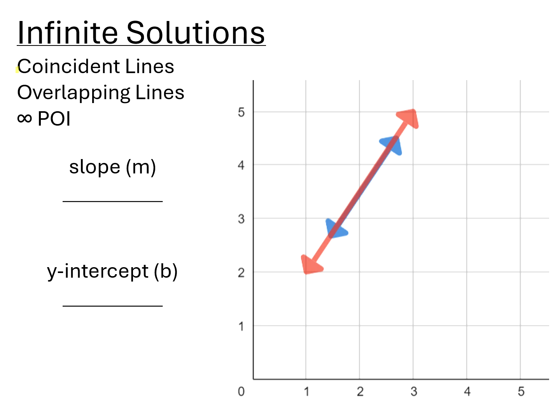These are called coincident lines. In other words, they are overlapping lines and they have an infinite number of points of intersection. These lines intersect here, here, here, here, and we can keep going on and on and on forever. These lines have exactly the same slope. And they also have exactly the same y-intercept. If you work these lines backwards towards the y-axis, you'll see they have the exact same y-intercept.